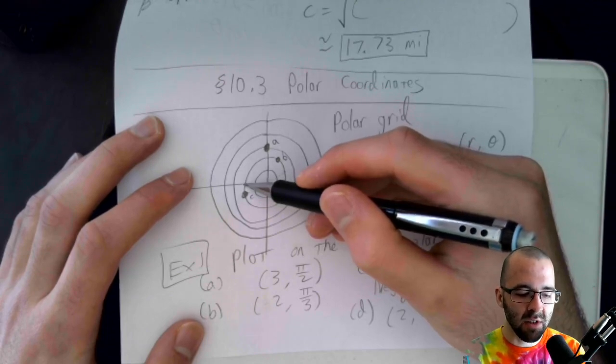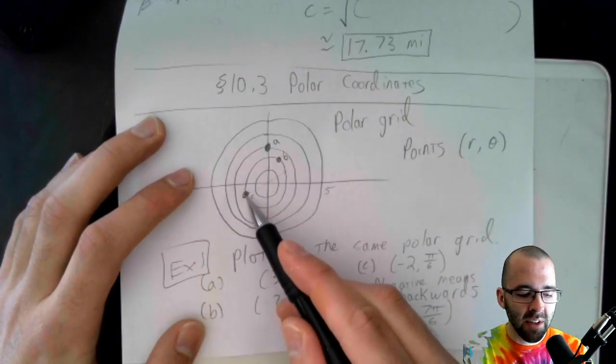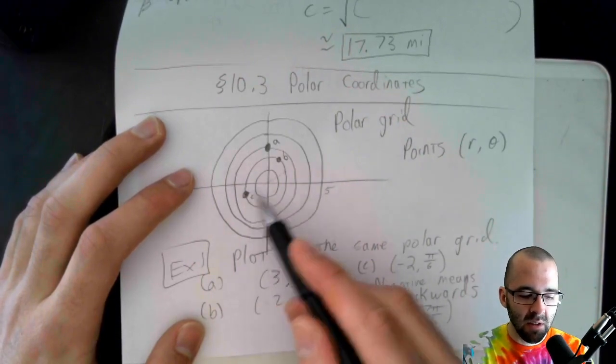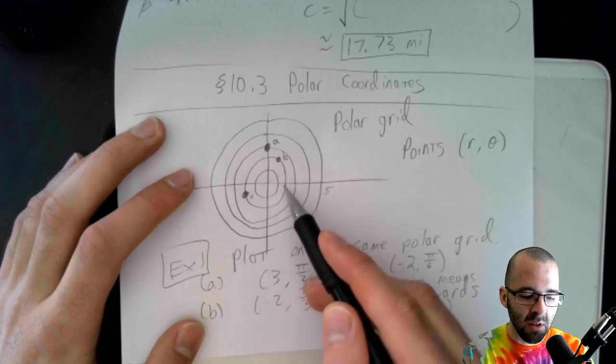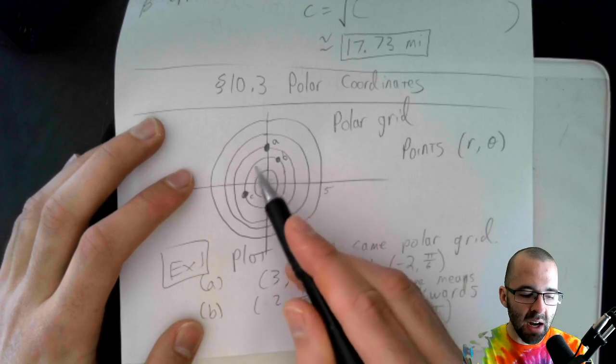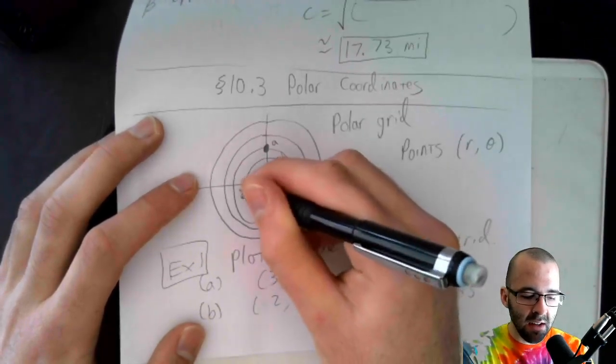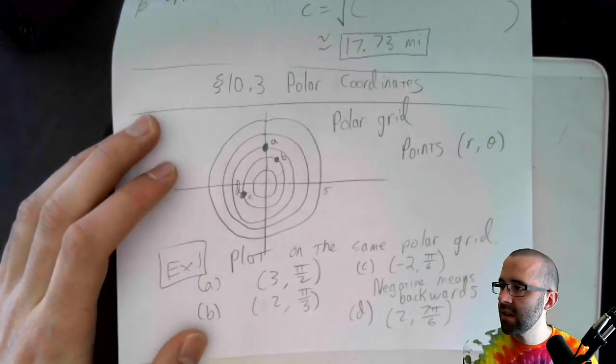How much more? Pi over 6. Pi over 6, radius 2. That's right here too. Right? We're on the circle of radius 2. The angle of 7 pi over 6, which is going over pi, and then pi over 6 more. So C and D are actually the same point.